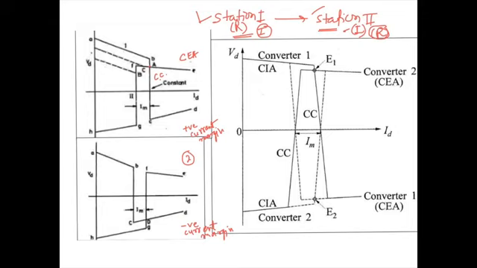There are three modes of operation of HVDC link we can summarize. So in first case, the rectifier is acting as constant current controller and the inverter is acting as constant ignition angle controller, and the point of intersection between two, that is A, is the operating point of HVDC link.